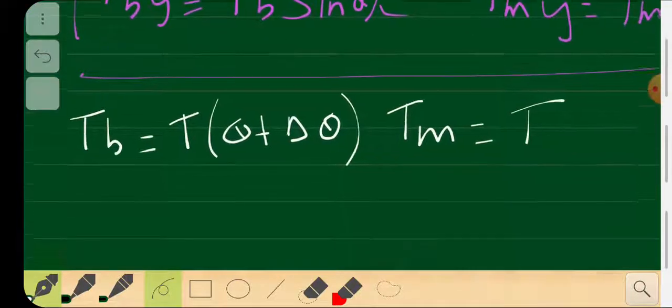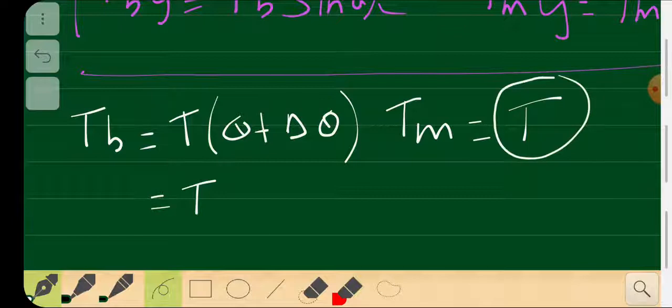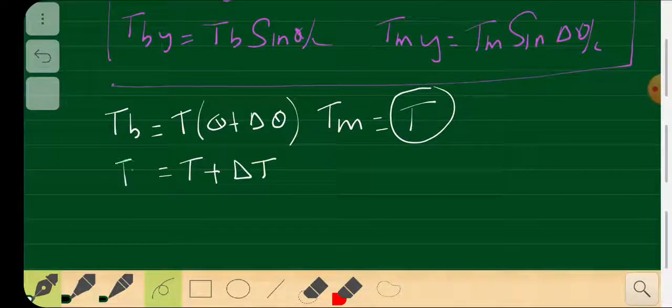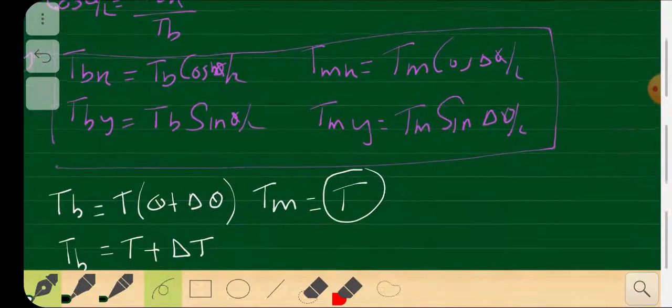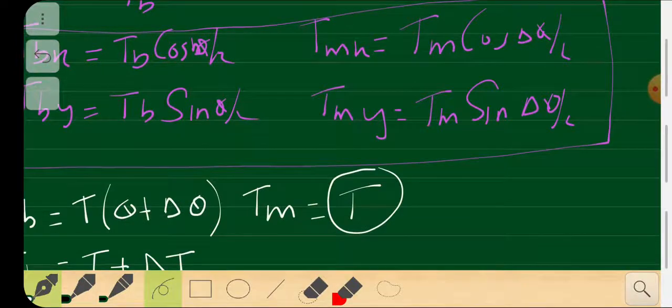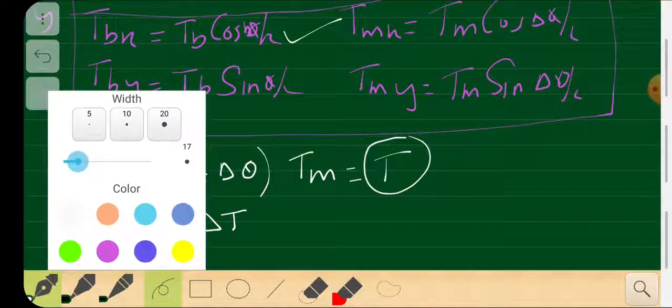For simplicity, I don't want anything more complicated, so I'm simplifying it right now. T of theta will be T, because this is the starting point, so T boy is T plus some delta T, some change in T. Okay, that's very simple. And T mass is equal to T. So now I can just substitute for those values in the x-axis equation. I'm going to write down that equation again.